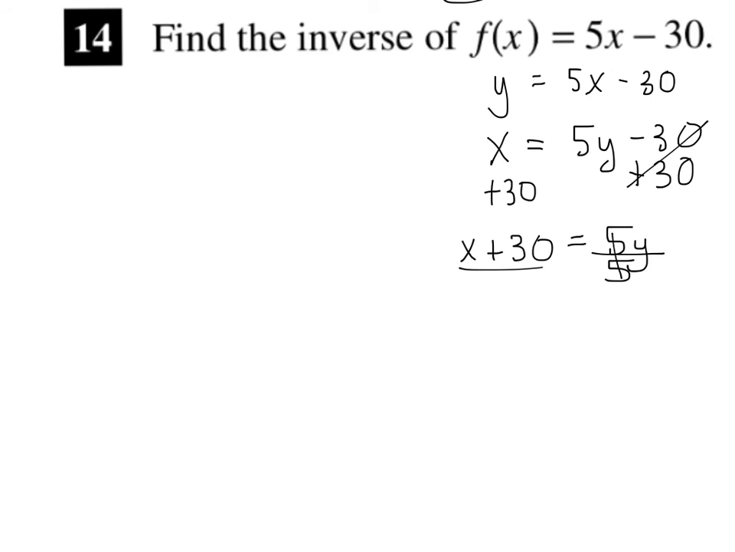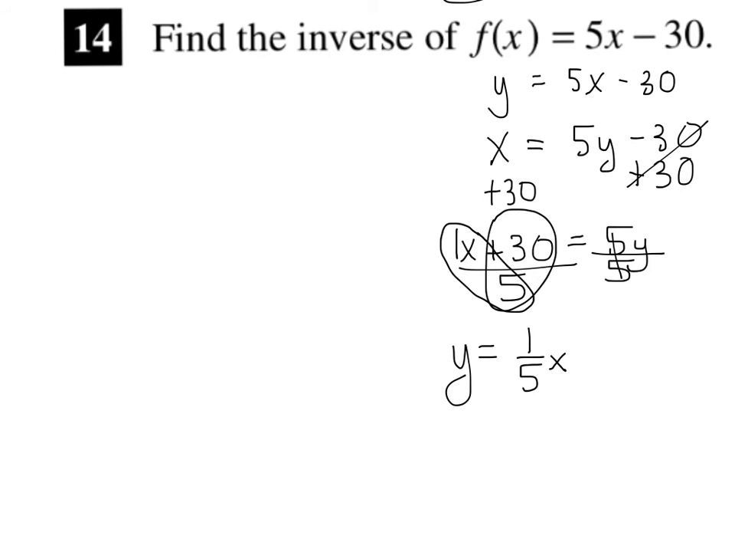Get rid of the 5 by dividing on both sides. And we need to divide the x by 5 as well as the 30. So this simplifies to 1 over 5x. And 30 divided by 5 is 6.